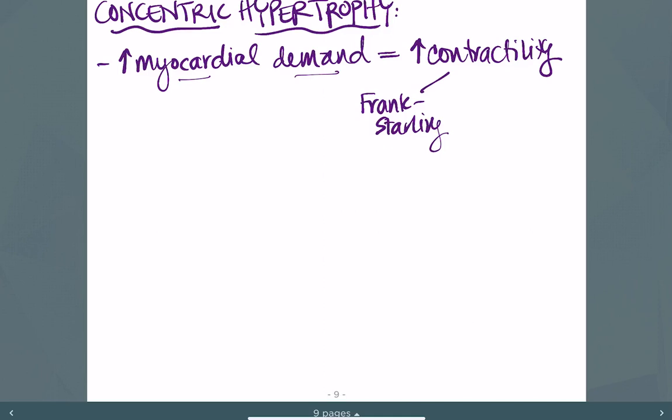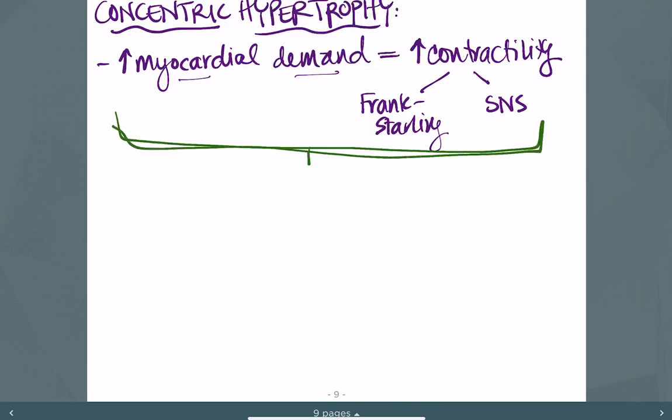We also increase contractility in response to sympathetic nervous system stimulation. So with repeated bouts of sympathetic nervous system activation, that is going to trigger an increase in contractility and increase myocardial demand, which will stimulate protein synthesis. So repeated bouts of increased demand are going to increase protein synthesis.